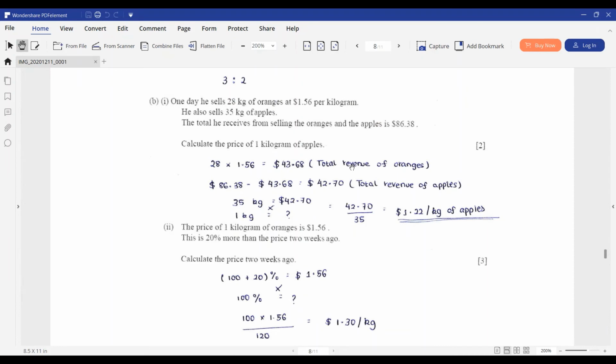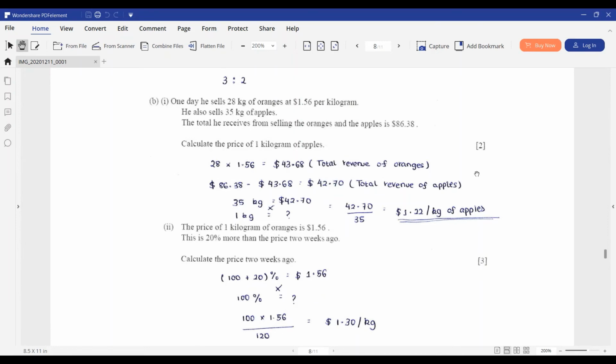Remember, the total amount he received at the end of the day was $86.38. That means the revenue he received from oranges, $43.68, plus the apples, which we don't know, is equal to $86.38. So when you rearrange it, it's $86.38 subtract revenue of oranges, 43.68, and we should get 42.70. 42.70 is the revenue of apples, the amount of money he received for selling apples.